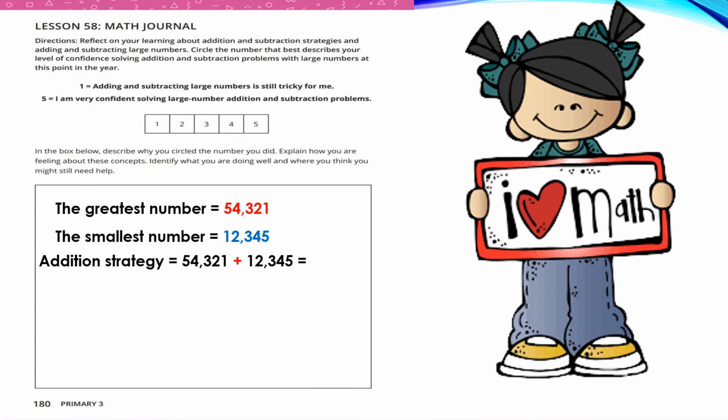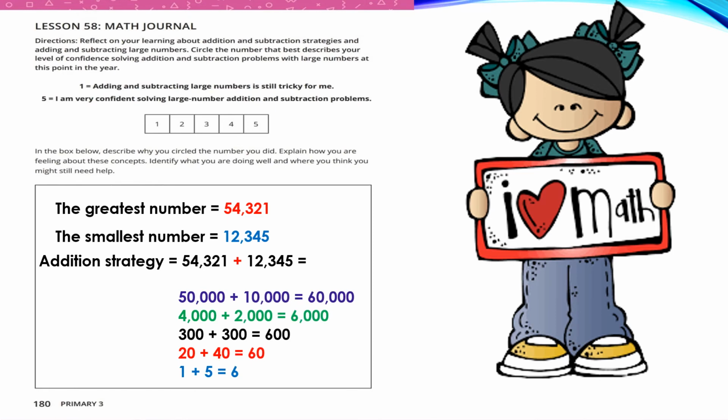I choose the addition operation and a strategy for it. To add these numbers, I take each digit by its value alone. 50,000 plus 10,000 equals 60,000. 4,000 plus 2,000 equals 6,000. Hundreds with hundreds, tens with tens, ones with ones. Let's collect all of these results. So the answer will be 66,666.